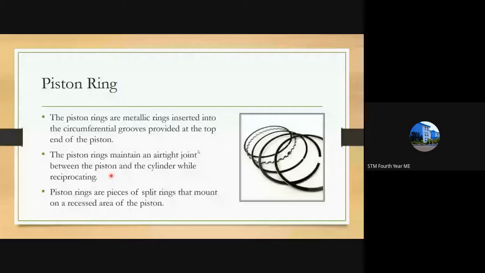Piston rings are pieces of split rings mounted on the piston. What is meant by a split ring? You can see that here there is a piston ring. It is not a single closed circle; it is split in between. You can see there is a gap here, a split. So these are called split rings, and piston rings are split rings for a purpose.